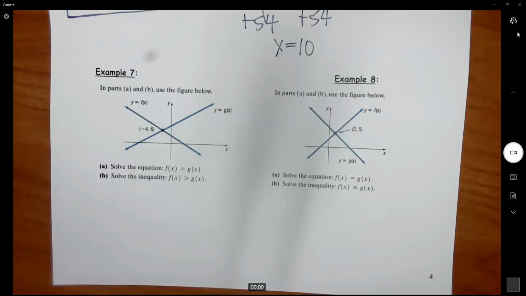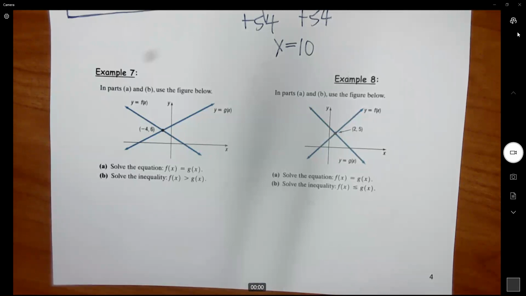In this video, we'll cover solving systems of linear equations involving inequalities. Luckily, these both have visuals, and so they're not too bad. We're going to be dealing with a lot of inequalities in this class, so we will get good at these things if you don't understand them fully in these two examples here. But in part A and B, use the figure below.